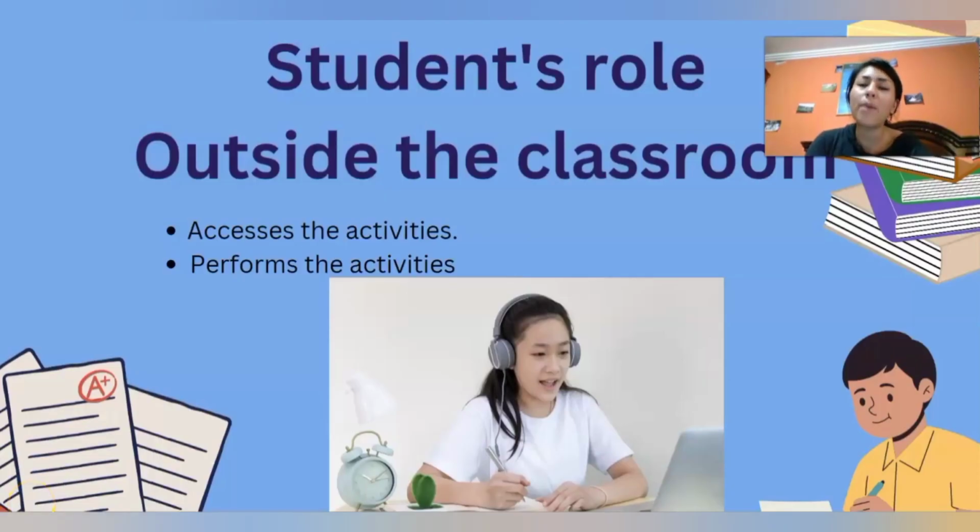Now I'm going to talk about the role of the students outside the classroom. Remember that in this type of learning, the students have to work at home. So the students have to review the material provided by the teacher as many times as they may need, individually, obviously, and the students also have to do the activities proposed on the platforms.